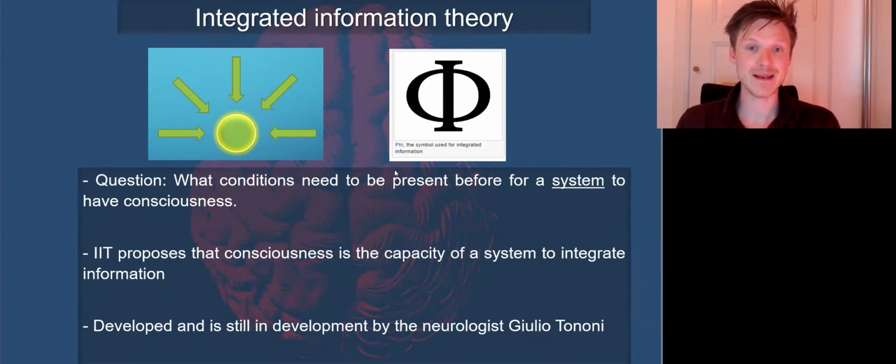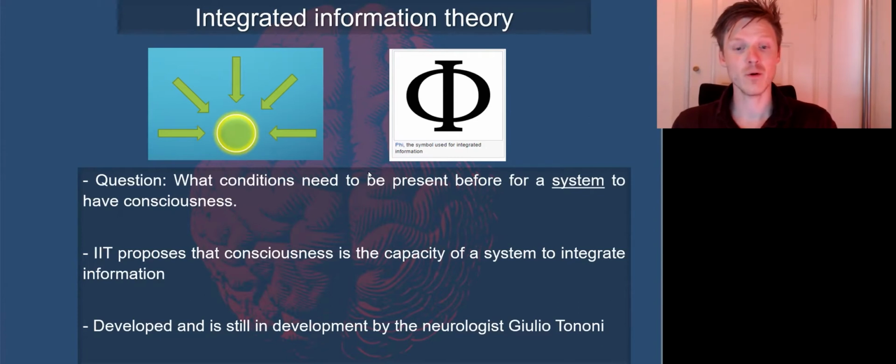At the core, IIT proposes that consciousness is the capacity of a system to integrate information. And IIT is a relatively new theory, which was developed by the neurologist Giulio Tononi. And one thing to note here is that the theory is still in development, with the latest version, IIT 3.0, which was presented in 2014, although it's very much still in development.